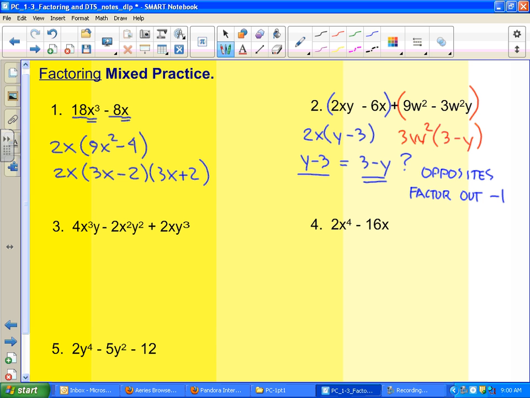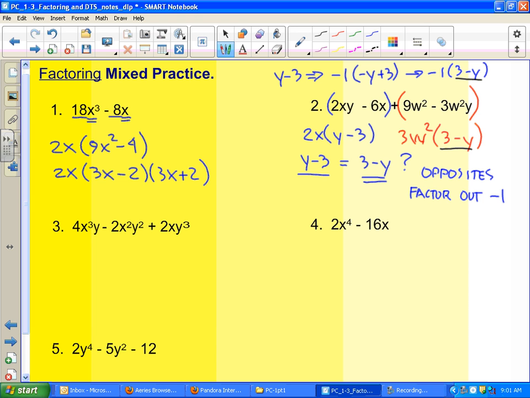So, what does that look like? Here, let me make some room up here. If I took a y minus 3, and I pulled out of that a negative 1, I'd be left with a negative y plus a 3. And a negative y plus a 3 is the same thing if I just rearrange the order as having a negative 1 times 3 minus y. And now I have the same looking binomial.